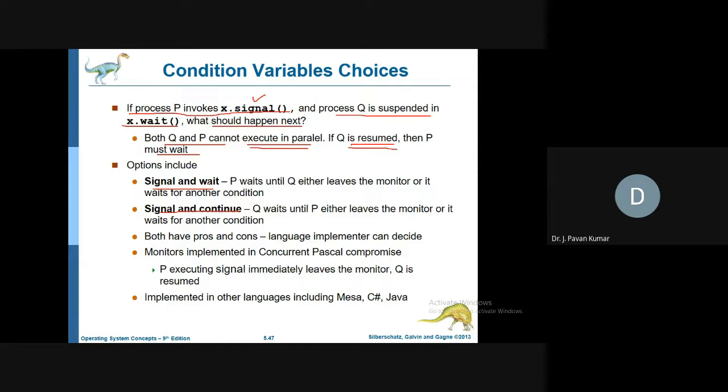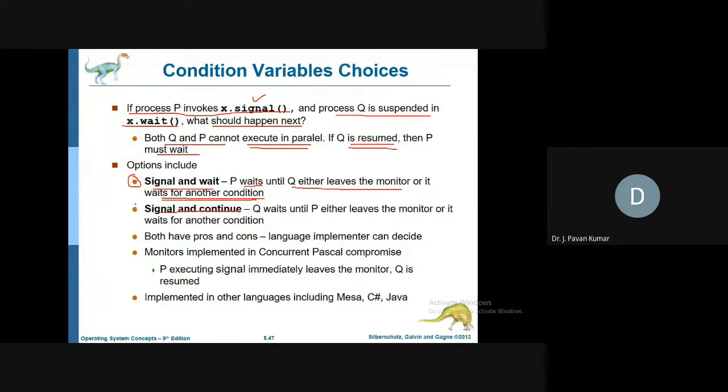Signal and wait means P will execute the signal operation and waits until Q leaves the monitor. That means whenever it gives a signal, automatically Q will enter into the monitor. Until Q leaves the monitor, P has to wait. This is one of the options P has. Or P has to wait for another condition to give signal. This is one of the options that P has.